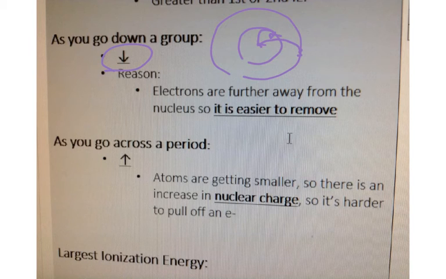The same trend goes across. As you go across, these electrons become more and more attracted to the nucleus because your nuclear charge is more, meaning you have more protons, so they are more attracted to these electrons. Therefore, it is going to be harder to remove. So as you go across your period, it becomes harder to remove those electrons, and therefore your ionization energy, or the energy required to remove one of those electrons, increases.